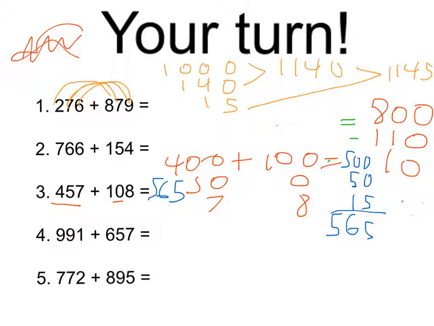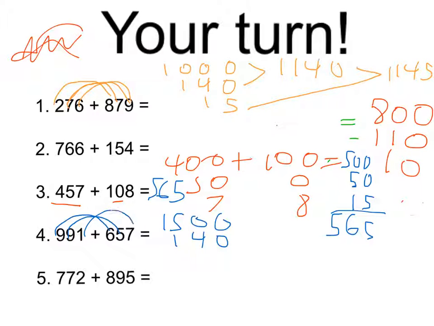991 plus 657. Woof, that seems like a tough one. So, we'll use a different strategy to kind of keep our numbers concise. I'm going to add the 900 and the 600 to get 1500. Then I'm going to add the 90 and the 50 to get 140.